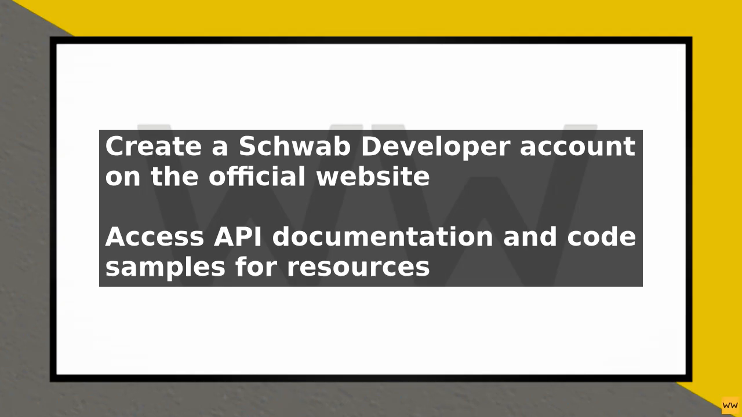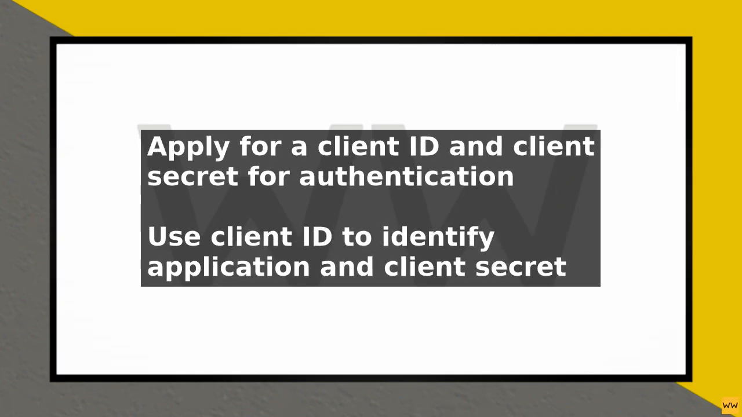The client ID identifies the application, while the client secret is used to verify the application's identity. Once the client ID and client secret are obtained, choose an authentication method. Charles Schwab supports OAuth 2.0, which is a widely used authentication protocol.